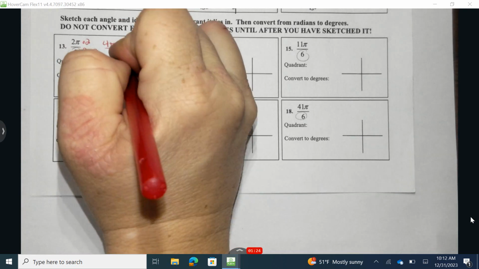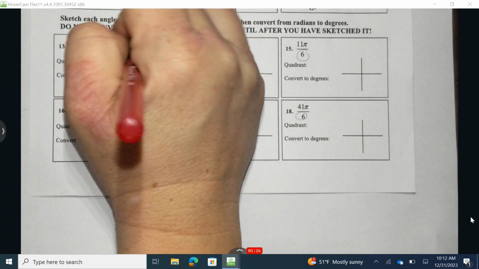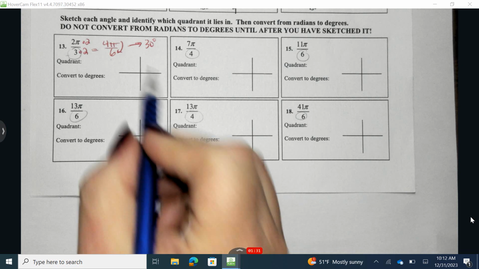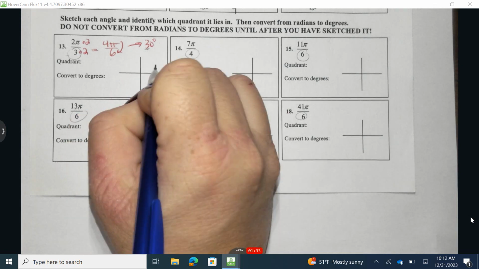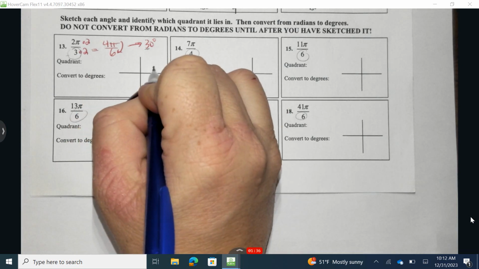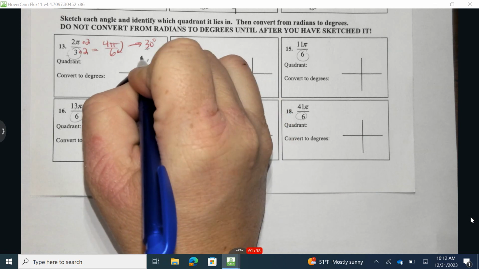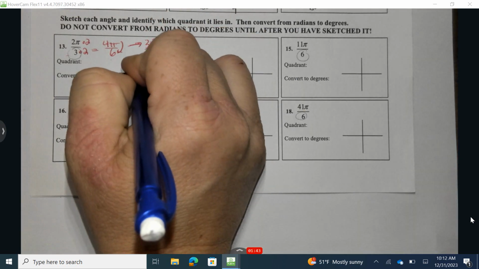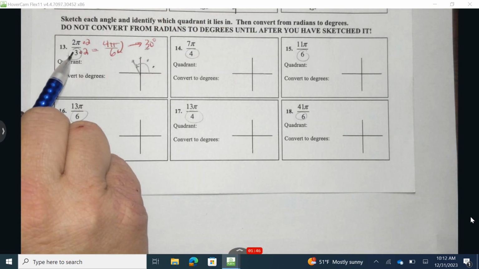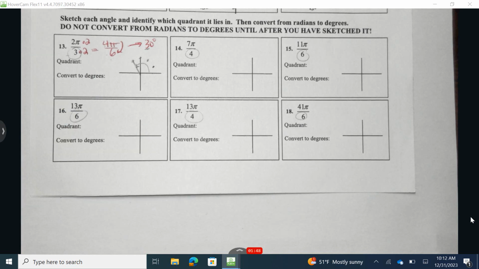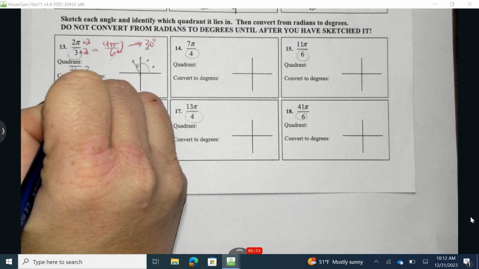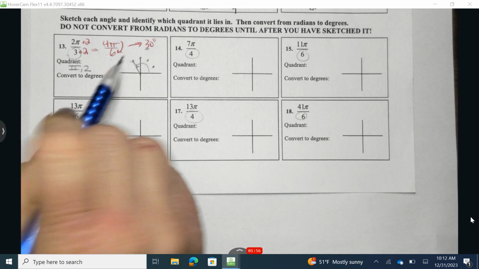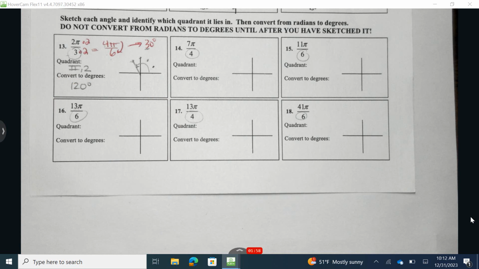Now, why did I do that? Because now, knowing that the bottom is a 6, I'm going to, in my mind, think about 30-degree increments. It's positive, so I start here and I'm counting up by 3s. So here we go. 1 pi over 6, 2 pi over 6, 3 pi over 6, 4 pi over 6. This is the measurement of 2 pi over 3, which is equivalent to 4 pi over 6. It lands in quadrant number 2, and now to convert it into degrees is simple. 3, 6, 9, 12, 120 degrees.